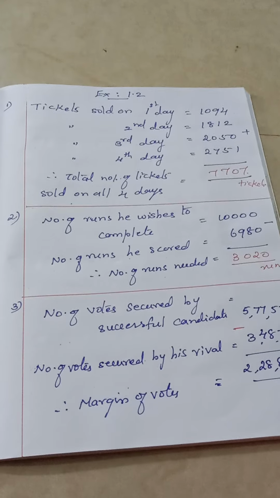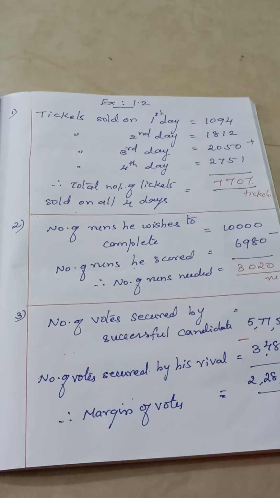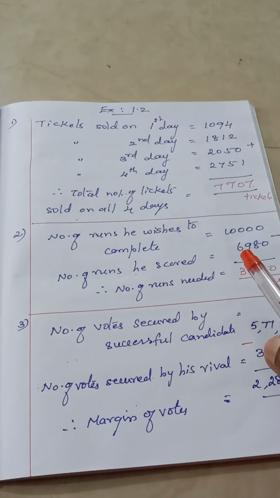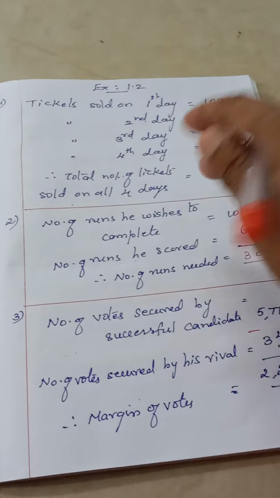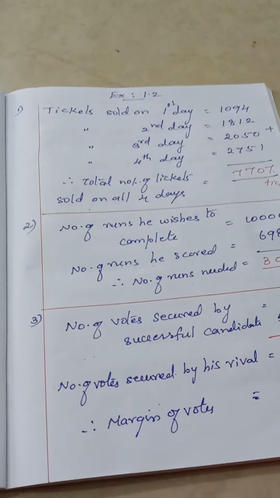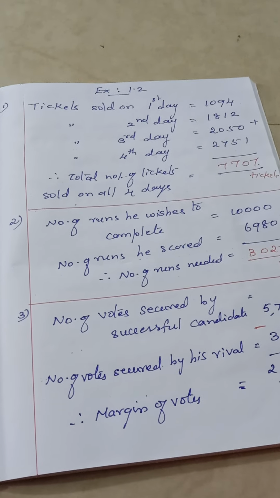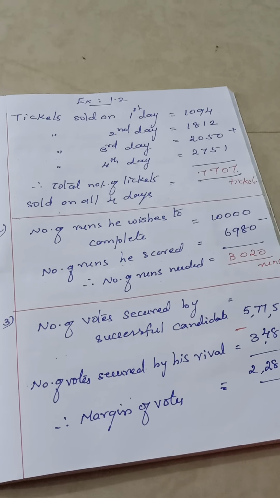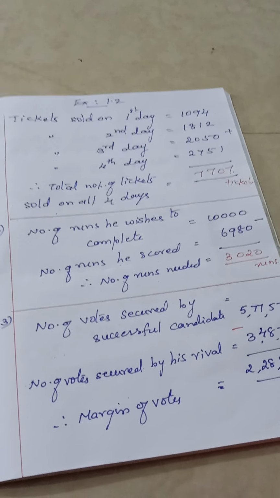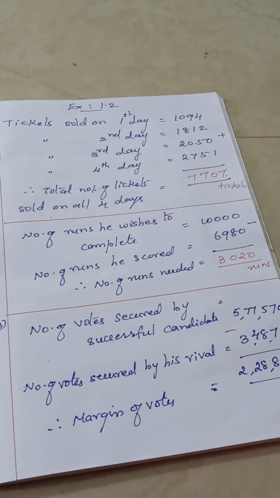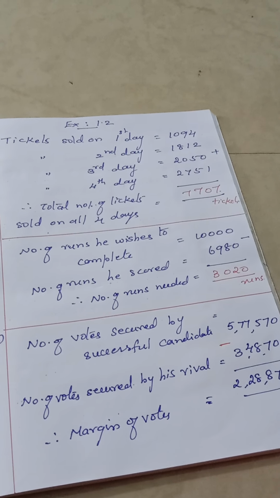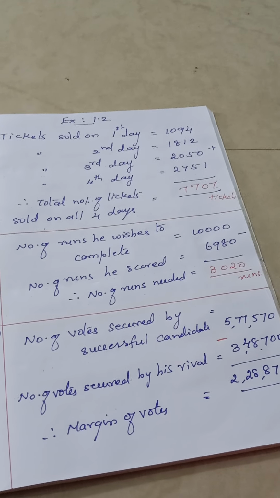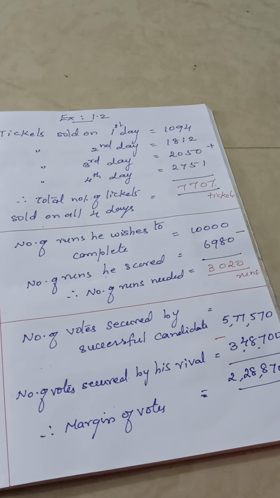Today we are going to see Class 6 NCERT Exercise 1.2. Okay, what is the first question in this Exercise 1.2? They have given that a book exhibition was held for 4 days in a school, and the number of tickets sold on the first, second, third and fourth day was given. Find the total number of tickets sold on all the 4 days.